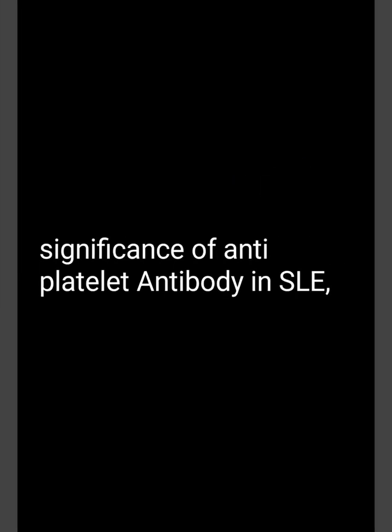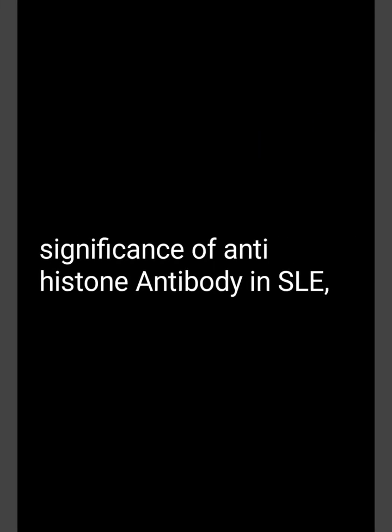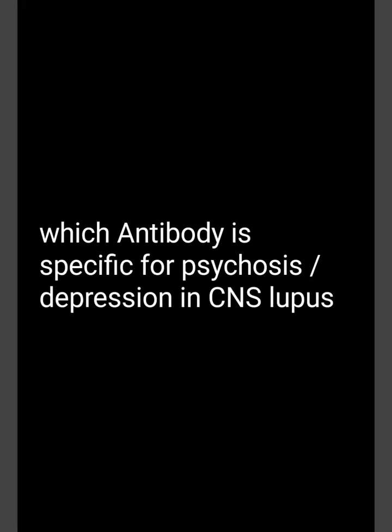Significance of anti-RBC antibody in SLE: warm antibody AIHA. Significance of antiplatelet antibody in SLE: secondary ITP. Significance of antihistone antibody in SLE: drug-induced SLE.